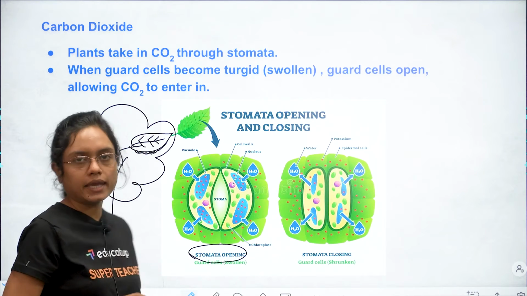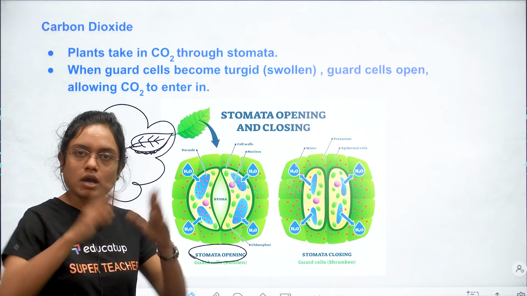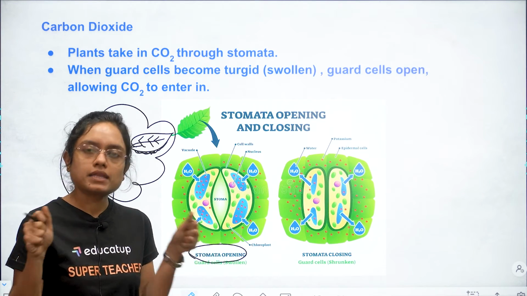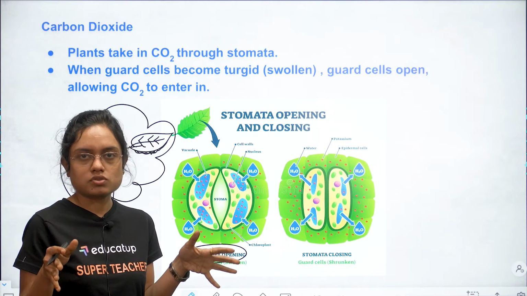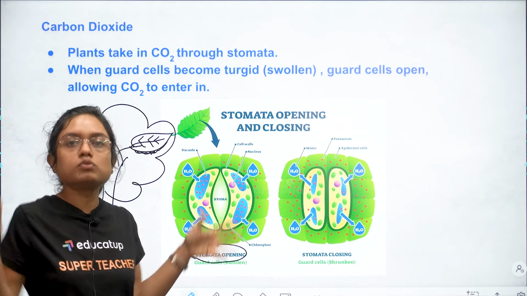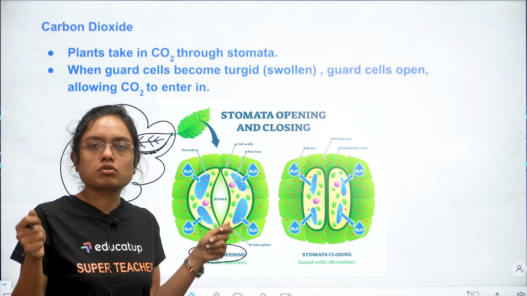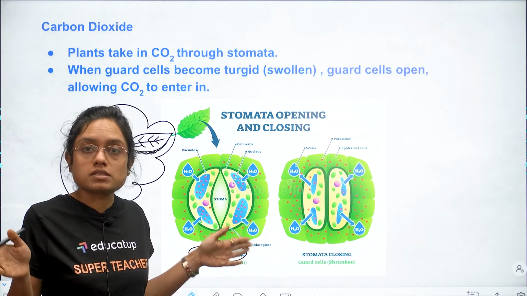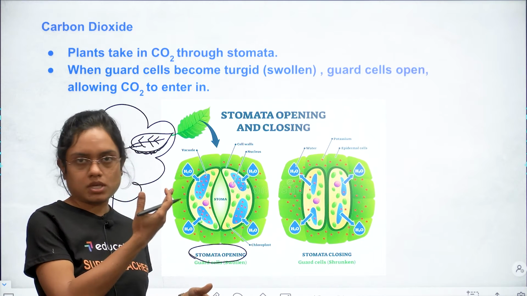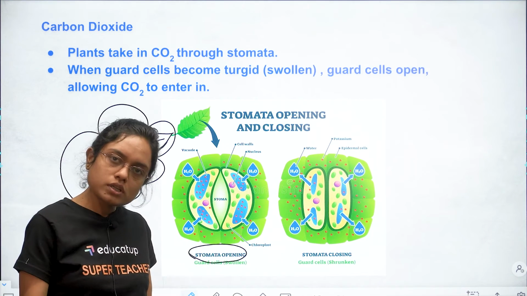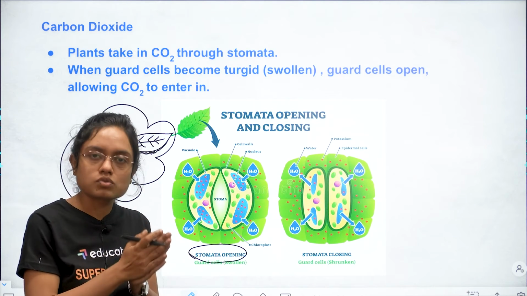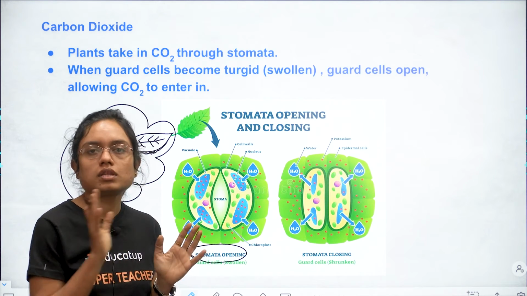ठीक है, अब होता क्या है, दिस स्टोमेटा इज सराउंडेड बाय 2 गार्ड सेल्स. जैसे ही गार्ड सेल्स पानी एब्जॉर्ब करते हैं या उनमें वाटर पहुंचता है, सो दे बिकम टर्जिड, स्वॉलोन, फूल जाते हैं. जैसे ही वो स्वॉलोन होते हैं, दे स्ट्रेच एंड स्टोमेटा opens. Carbon dioxide आराम से अंदर जाता है. When they lose water, they become shrunken and stomata closes. फिर carbon dioxide अंदर नहीं जा सकता.